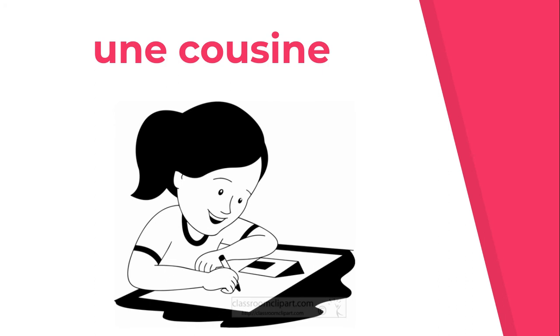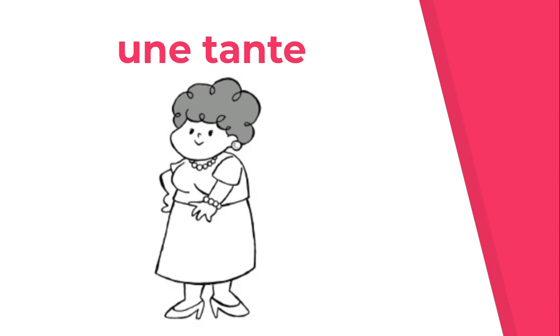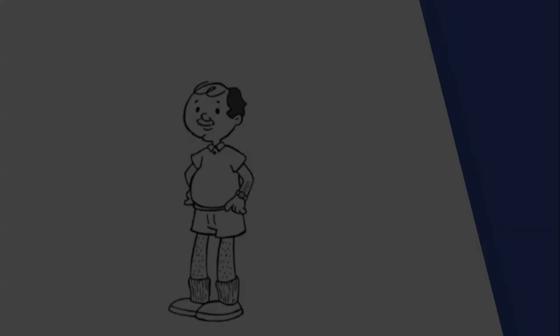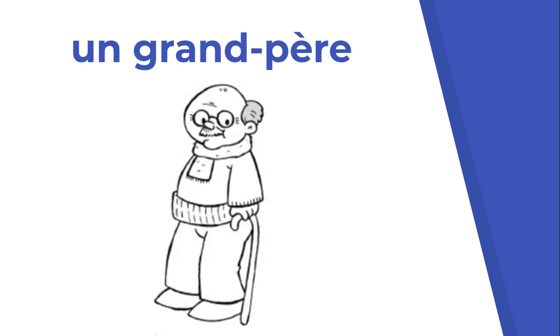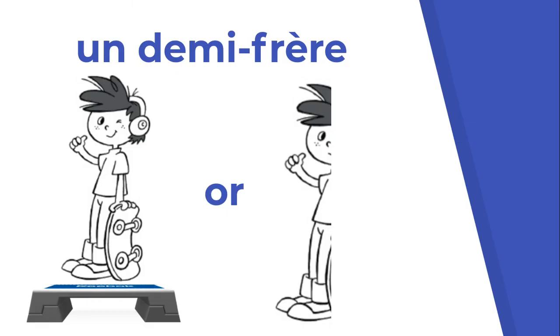A girl cousin, yeah, a cousin that's a girl. Un cousin. Boy cousin, good. Une tante. En anglais, un oncle. Une grand-mère. Un grand-père. Une demi-sœur. Good, so either a stepsister or a half-sister. Un demi-frère. A stepbrother or a half-brother.